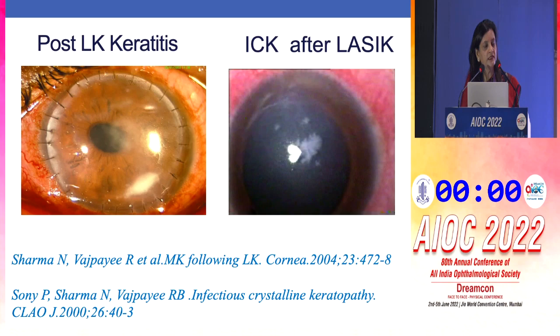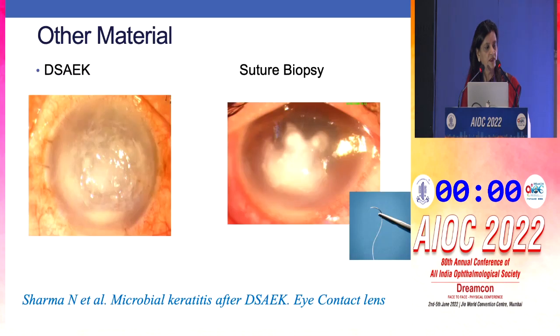Now, for samples such as post-LK keratitis, you may have to remove a suture because the infiltrate is present in the interface. Or for cases like infectious crystalline keratopathy after LASIK, you may have to elevate the flap and scrape the area which is there on the bed as well as on the surface.